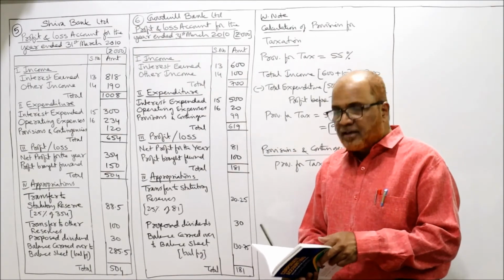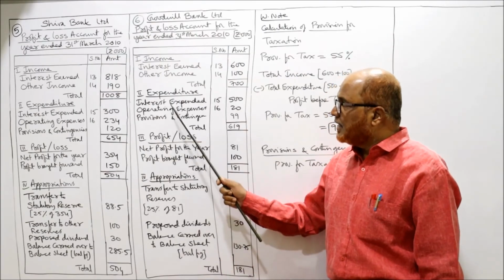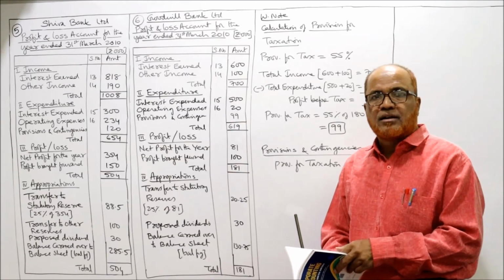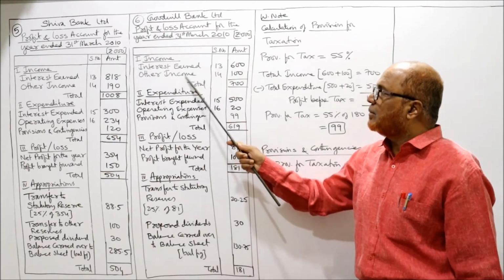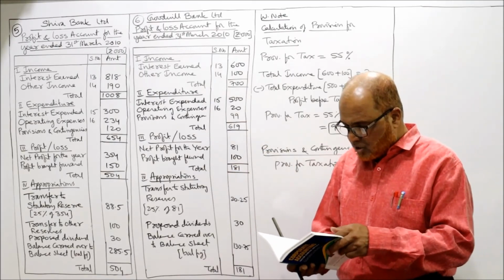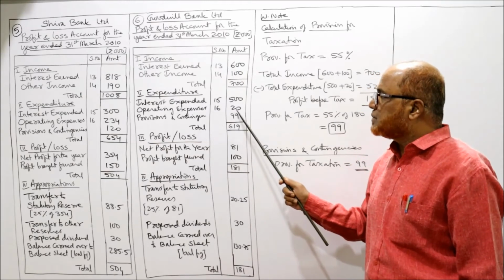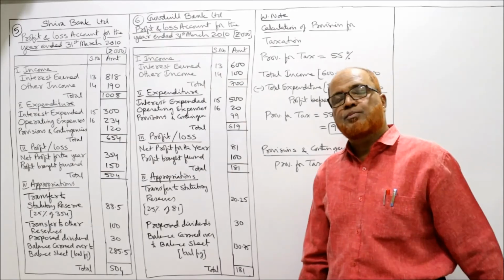Second, interest on deposit. This is interest expended. It is given 5 lakh. So I have taken 500. 3 zeros ignored. Other income 1 lakh. So other income I have taken 100. 3 zeros ignored. Operating expenses 20,000. So operating expenses 20.